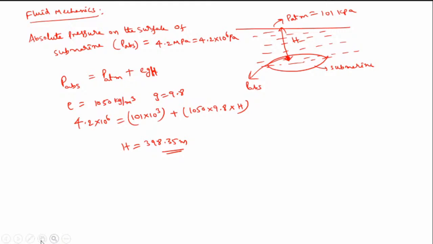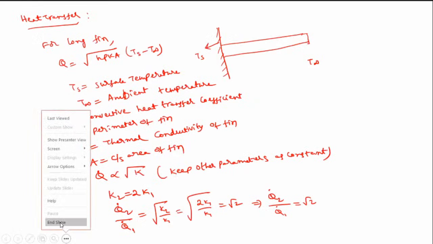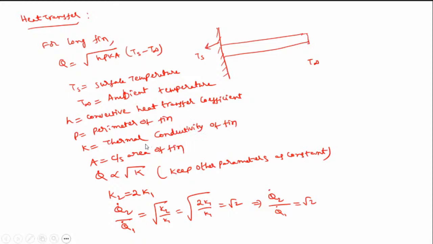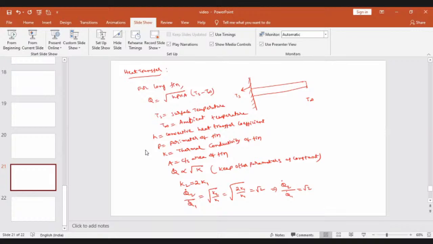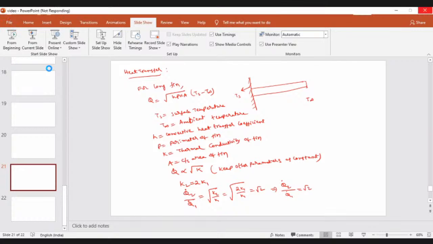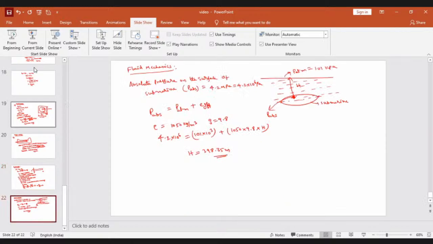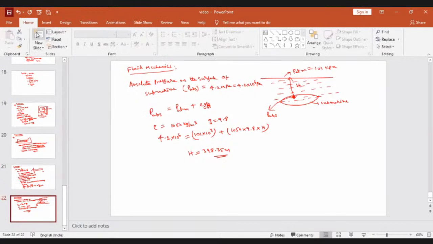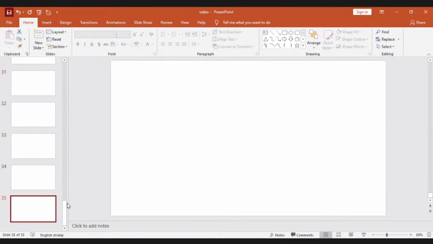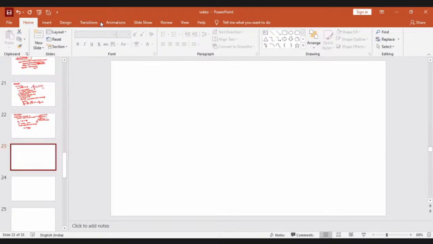Next, we will solve one more question in strength of materials. So that is the strength of materials question we are going to solve.